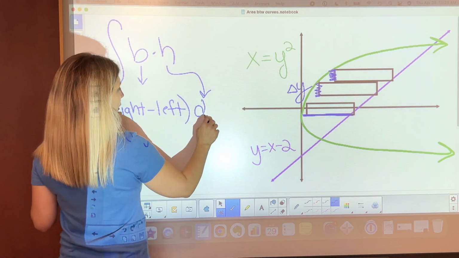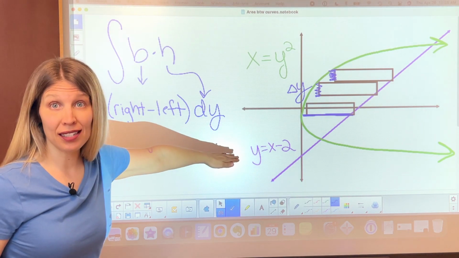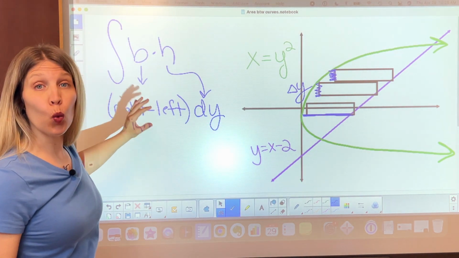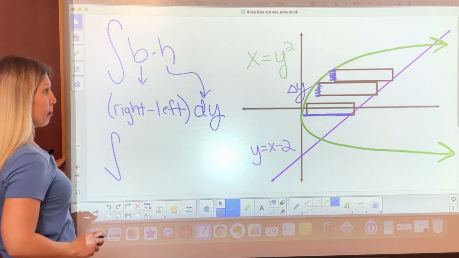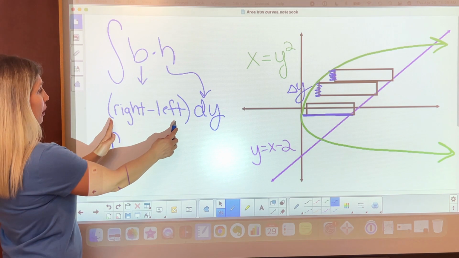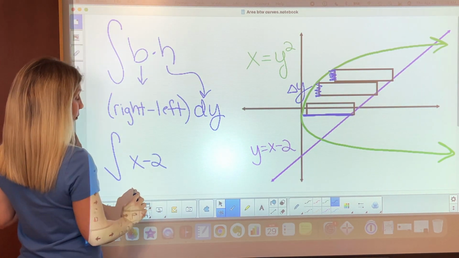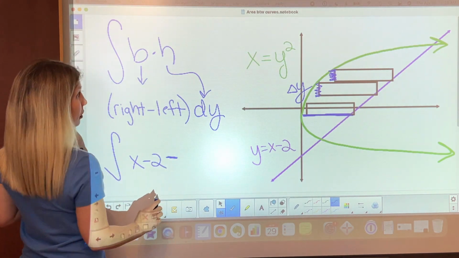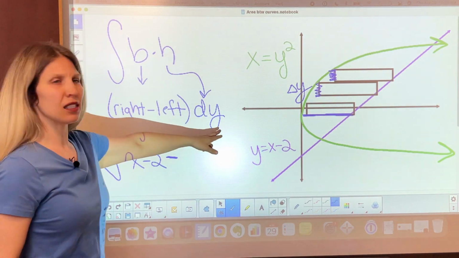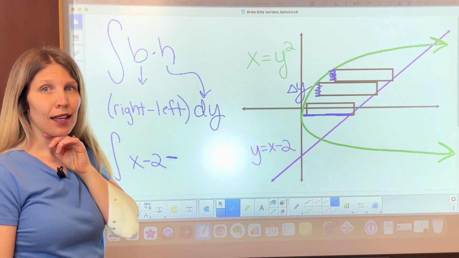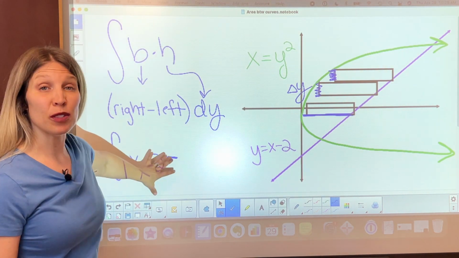So this is going to be a dy problem, which means y is your boss and your bounds have to be y bounds. So let's write this function out. So we're going to sum up. Our base is our right function minus our left. So our x minus 2 minus, what do we do over here? And this is a dy, so what does that mean? Yeah, hopefully you're catching on. Because y is the boss, everything here has to be written in terms of y.